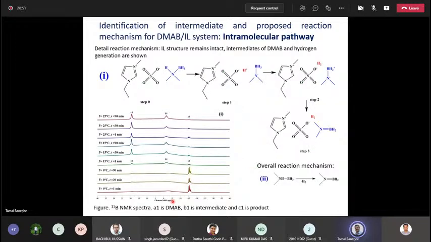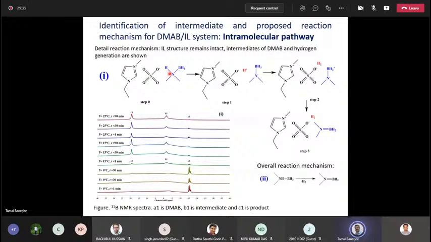Now this is the way we identify the intermediate and the proposed reaction mechanism. If you see, we have three steps, step 0, step 1, step 2. In step 1, this is the pure ionic liquid and the amine borane. In the proposed dehydrogenation scheme, the first step is that the protic hydrogen will be extracted from DMAB. This is the DMAB structure. It is extracted from DMAB and has a strong affinity towards the oxygen atom of the HSO4 anion.